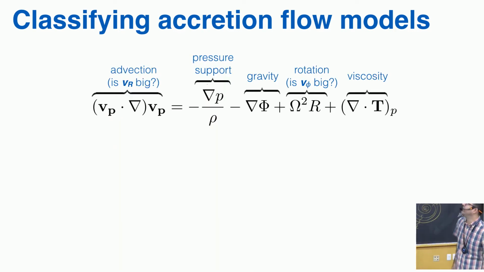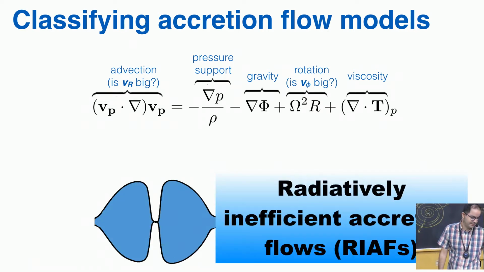And finally, if you have a system which is so complex that you cannot really drop out any of the terms in the momentum conservation equation, in that case, where everything is important, advection is important, pressure support is important, gravity is important, rotation and viscosity, everything is important. In that case, you are basically doomed. Good luck to you. And this kind of accretion disk we call radiatively inefficient accretion flows.